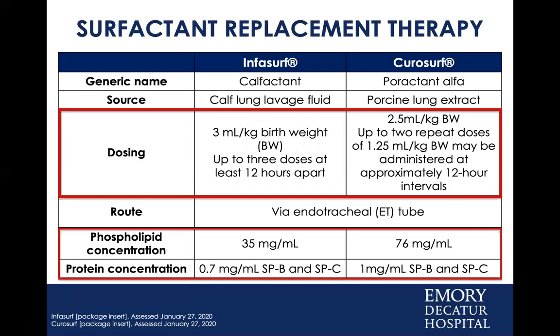There are 3 surfactant products approved for RDS in the US. Our study compared Calfactant and Poractant alfa. Compared to Calfactant, Poractant alfa requires lower volume of administration for the first and subsequent doses. Poractant alfa also has slightly higher concentration of phospholipid and surfactant proteins B and C, which theoretically would make it more efficacious for RDS treatment.